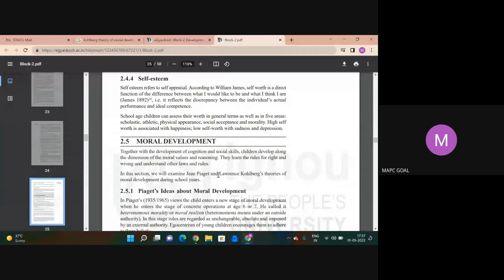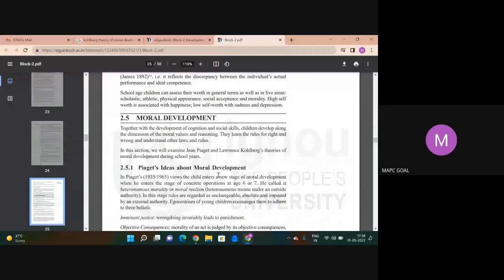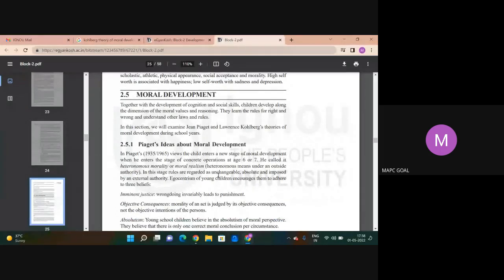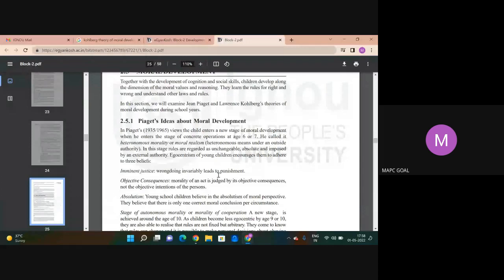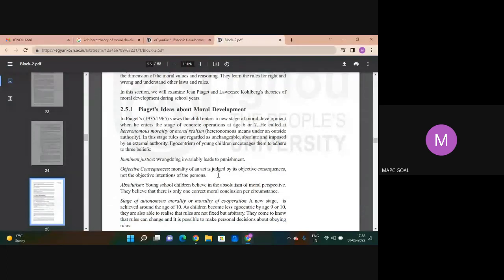So we could develop high self-esteem in children by being very good in academics or athletics or physical appearance, social acceptance and morality. So all this influences our high self-esteem. But still, as a parent, as a society, as a teacher, we have to look after this, that they understand the children and they develop a proper high self-esteem.